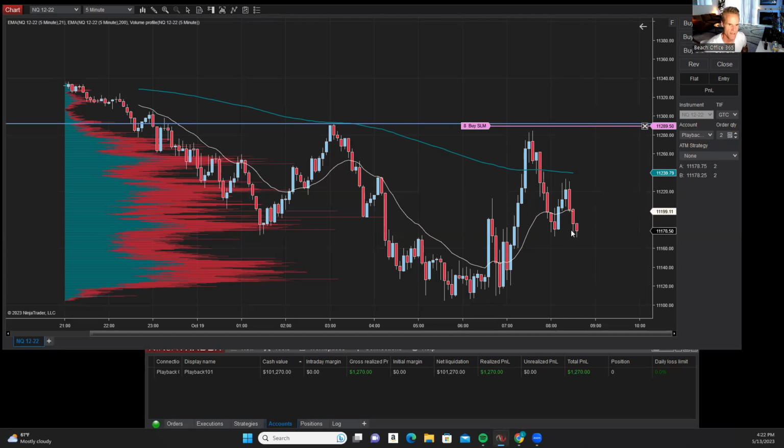Now, again, this may kind of go back. At the same time, I also think at some point this is coming back up here. All right, remember, this may be in a downtrend right now, but it wants to come back to the 200. 200 is the home base.